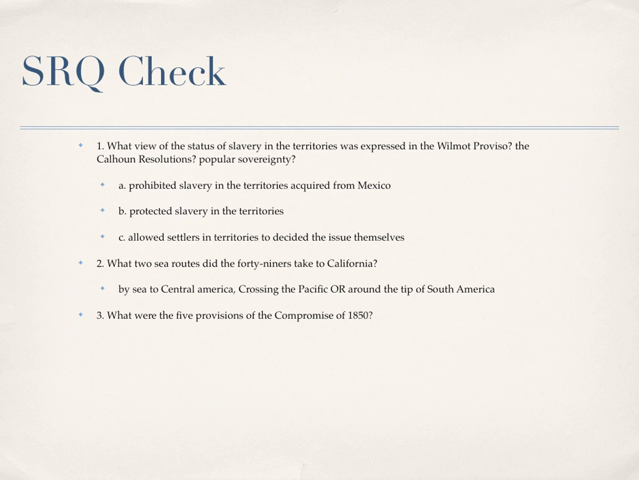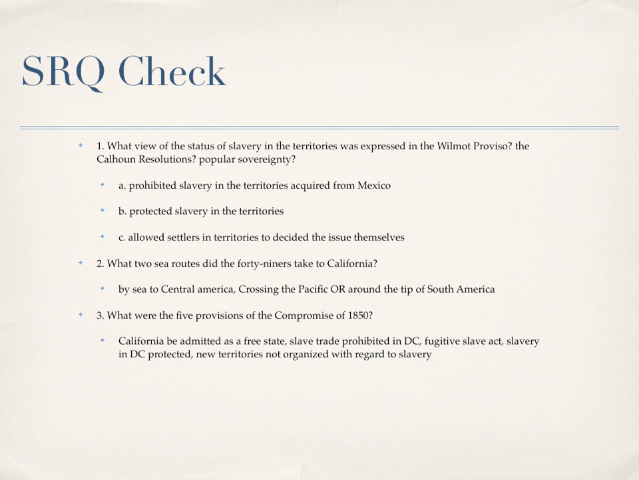What were the 5 provisions of the Compromise of 1850? California be admitted as a free state, slave trade to be prohibited in D.C., Fugitive Slave Act, that slavery in the District of Columbia be protected, new territories should not be organized with regard to slavery.